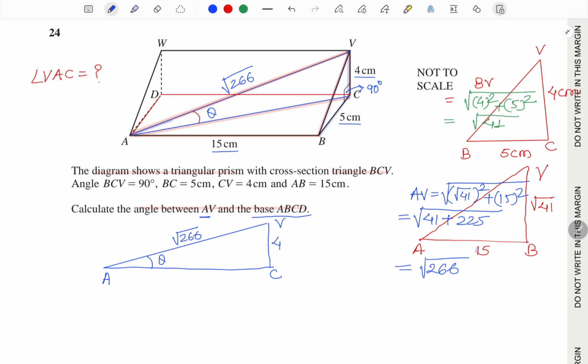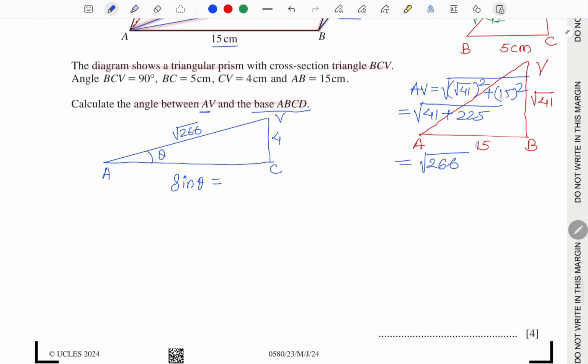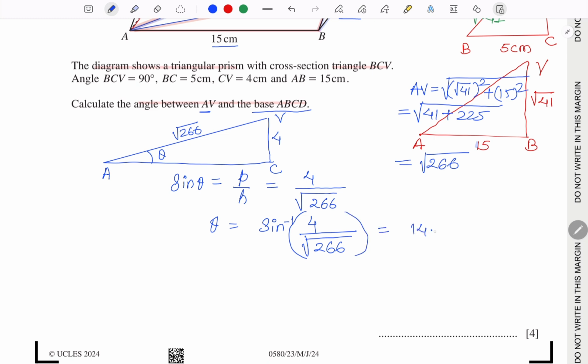Okay. In this triangle, if I try to find the value of sine theta, it will be equal to P divided by H, perpendicular divided by hypotenuse. So the value of P is 4 divided by root under 266. From here, I can write theta is equal to sine inverse 4 divided by root under 266. If you use your calculator, this will give you approximately 14.196 degrees. So this is the solution for this question.